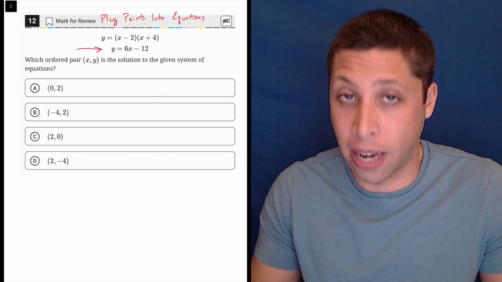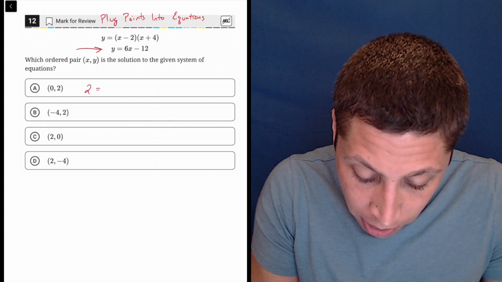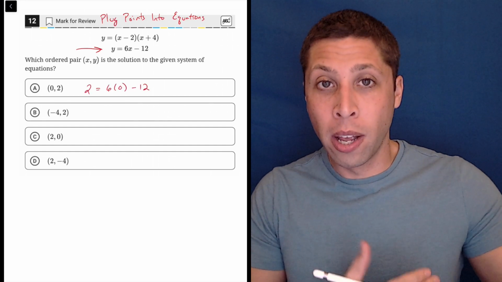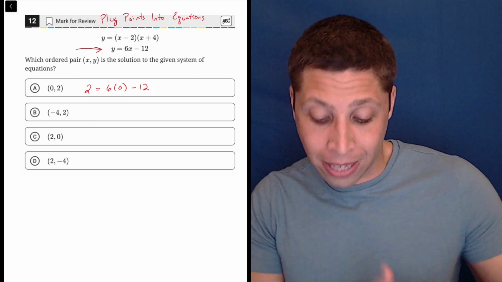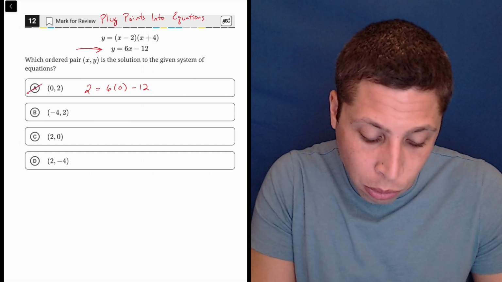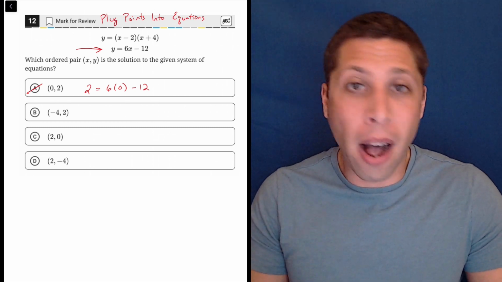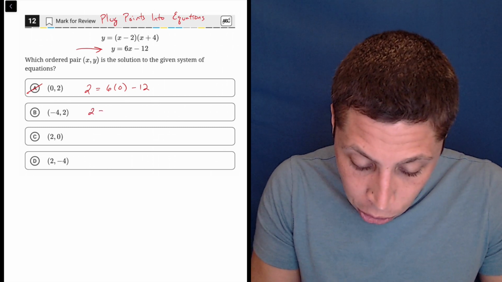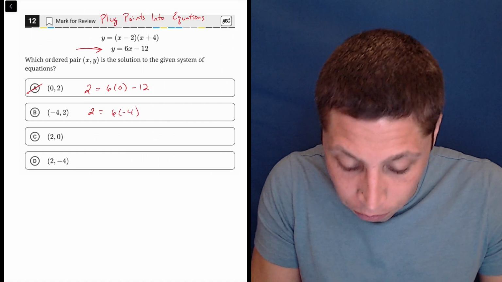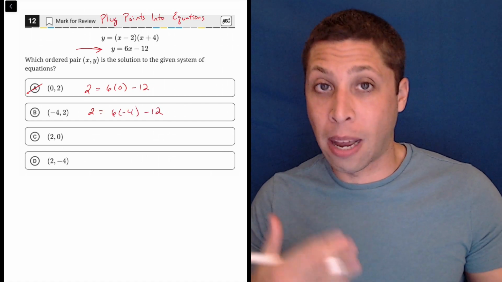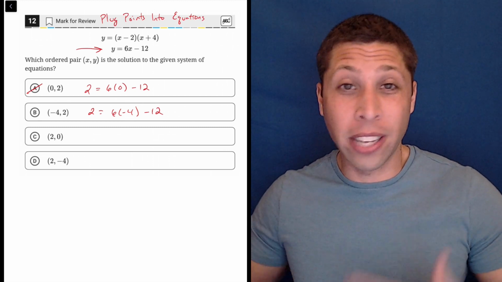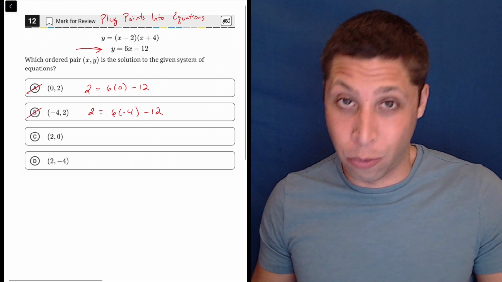So for choice A, I'm saying 2 is equal to 6 times 0 minus 12. Well, that's not true. 6 times 0 is 0, 0 minus 12 is negative 12, so not 2. I know that's wrong, and I don't need to check it in the other equation. For choice B, 2 is equal to 6 times negative 4 minus 12. 6 times negative 4 is negative 24, minus 12 is negative 36. We're way off from 2, so that also doesn't work.